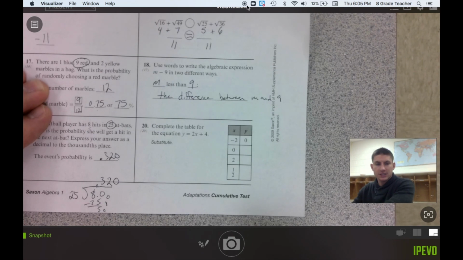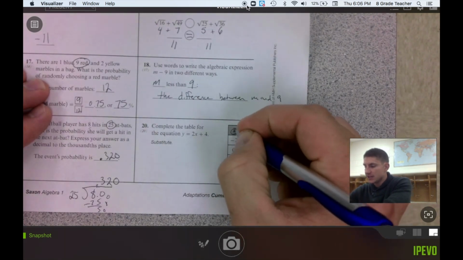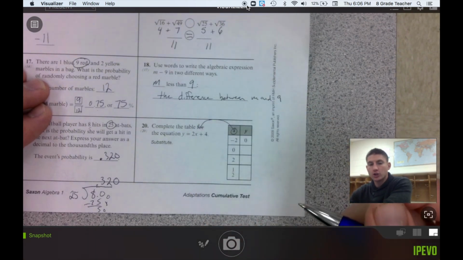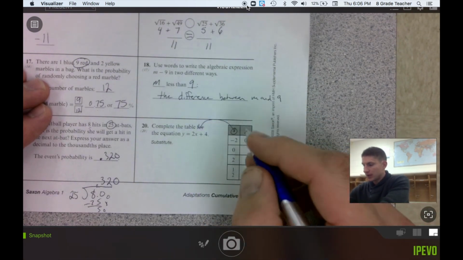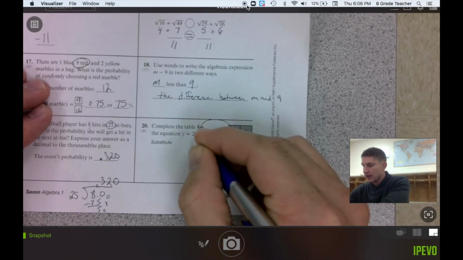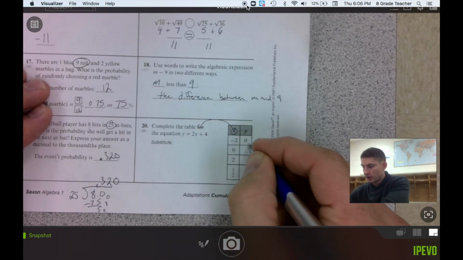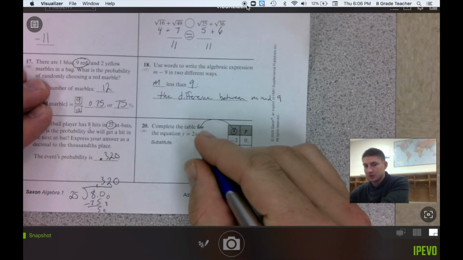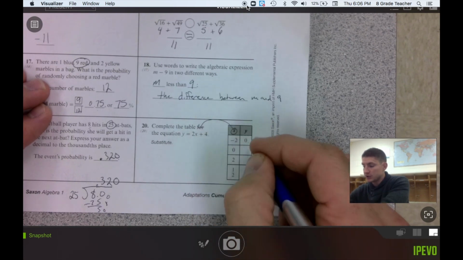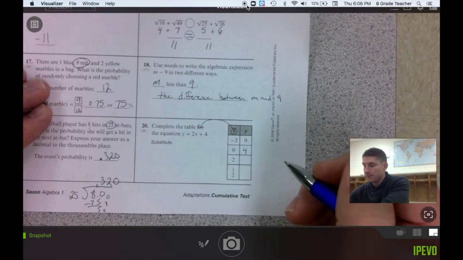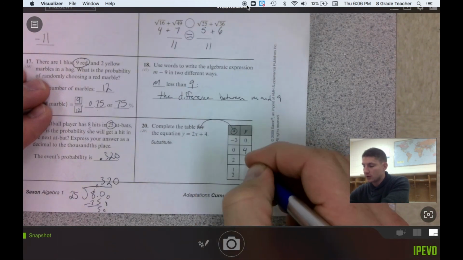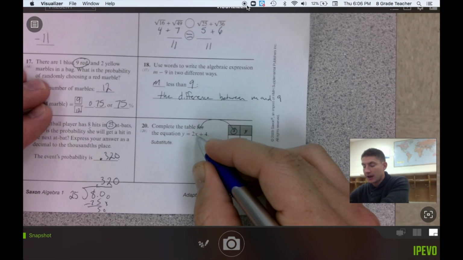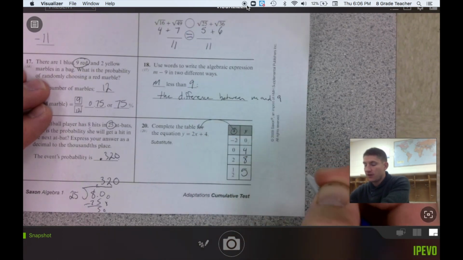Number 20 says complete the table for the equation y equals 2x plus 4. Anytime I have this x value, I then plug it into the actual equation to solve. Here I would plug in negative 2. Now 2 times negative 2 is negative 4, plus 4 gives me an answer of 0, so that checks out. And plug in 0. 0 times 2, anything times 2 is 0. So you have plus 4, that's going to be a positive 4 for your y value. 2 times 2 is 4, plus 4 is 8. 1/2 times 2, those are going to cancel out and be 1, plus 4 is 5.